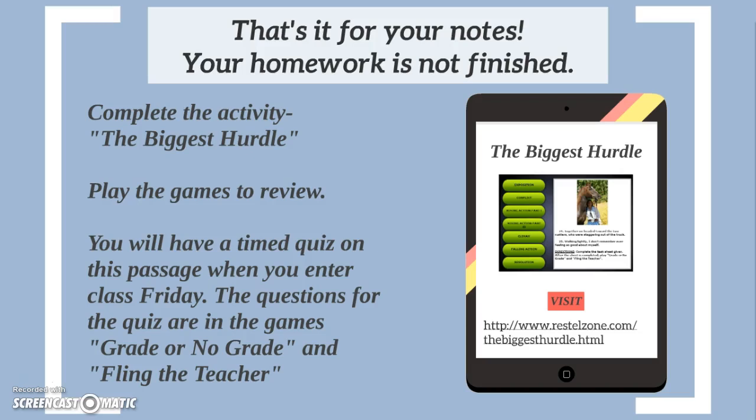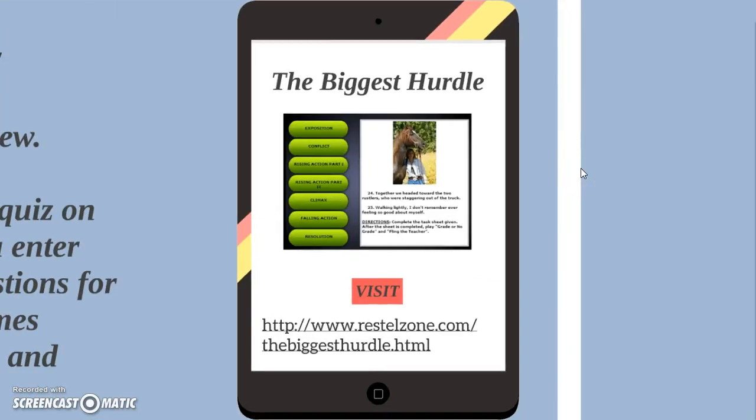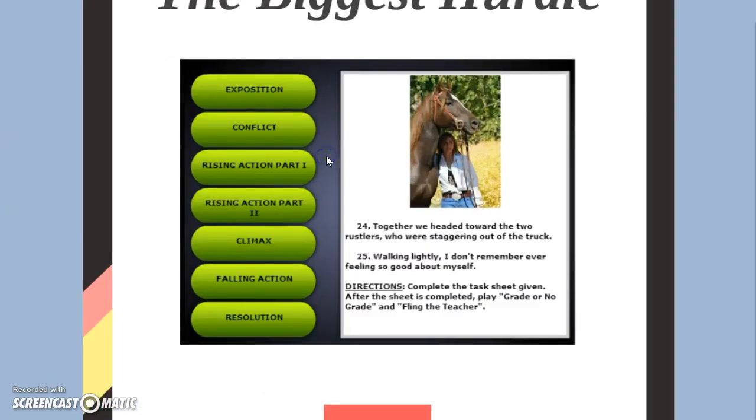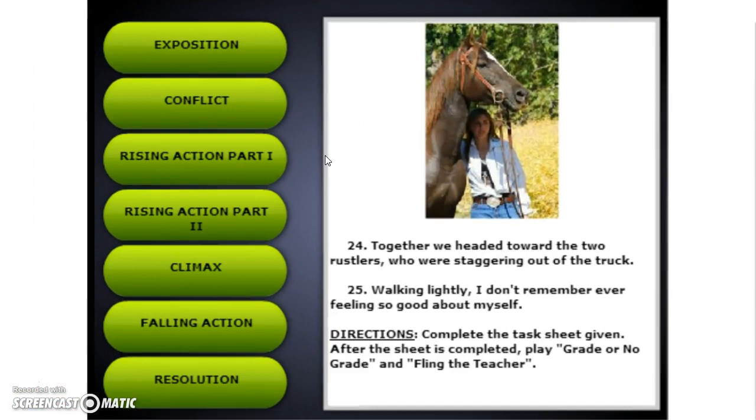So again, that is it. Don't forget, I'm going to zoom in for you so you can see. There we go. The biggest hurdle at the website, no spaces. www.rostelzone.com/thebiggesthurdle.html. Make sure you go directly to that site and you are going to play or read the biggest hurdle. That's what it looks like. Okay, I just showed you the end. Just ignore the end though. And you're going to start with the exposition and then play those games with directions on the side for you.